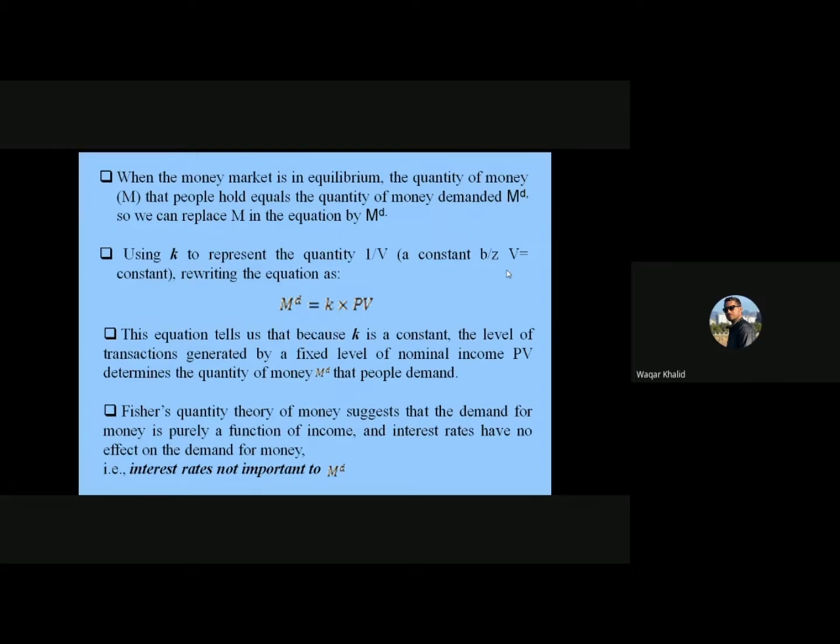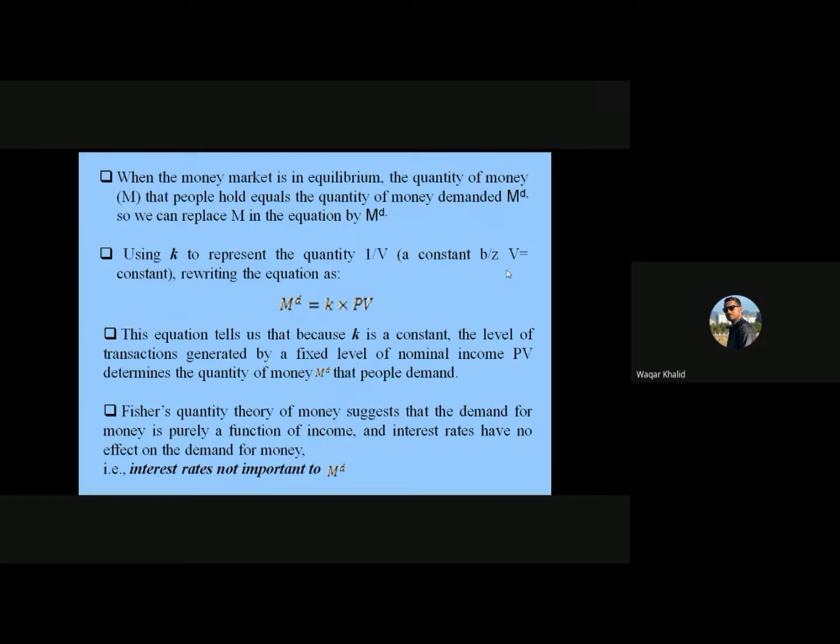And we are replacing 1 over V by K. K is actually the symbol which represents 1 over V. V is a constant, so 1 over V is also a constant. So we can rewrite the equation as MD is equal to K multiplied by PY.